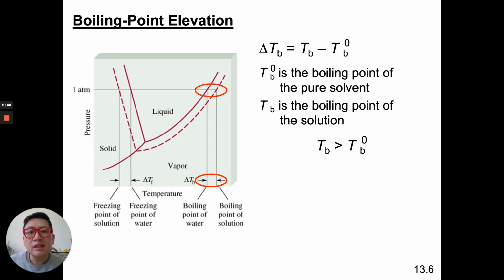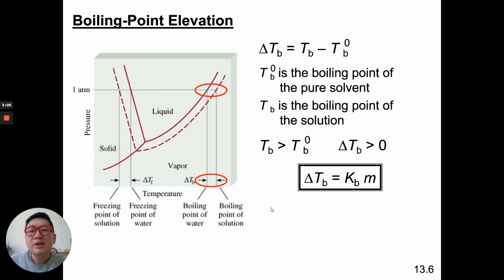So since the boiling temperature of the solution is always greater than that of the solvent, the change in boiling temperature will always be a positive number, because the boiling point of the solution is always greater, a bigger number minus a smaller number. It doesn't matter what the numbers are. The difference in temperature will always be a positive number.